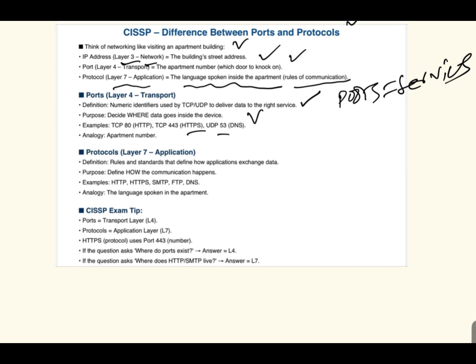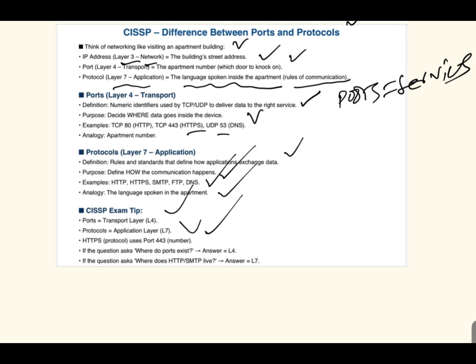So protocol, layer 7 application, defines the rules and standards for how applications exchange data. So it defines how the communication happens. Examples: HTTP, HTTPS, SMTP, the language spoken in the apartment. So ports are layer 4, protocols are layer 7. The HTTPS protocol uses port number 443.